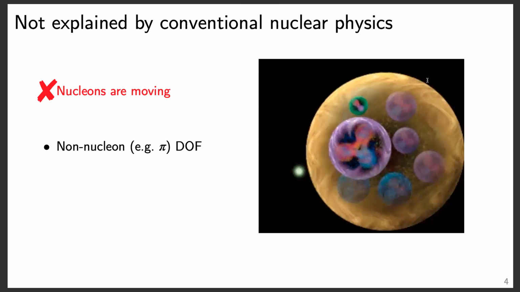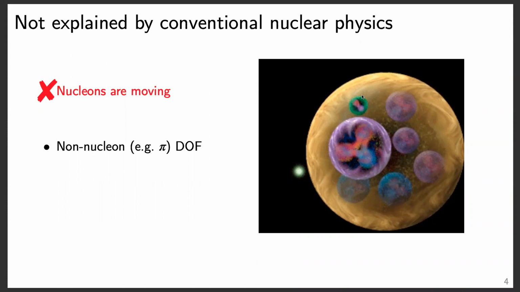Another possible explanation was non-nucleon degrees of freedom. If you have these nucleons within the nucleus and they're exchanging pions, you can have this pion cloud surrounding your nucleon, and maybe when your electron comes in and scatters from your nucleus, instead of scattering from the nucleon, you actually scatter from one of its pions.